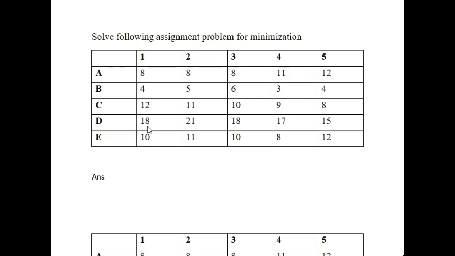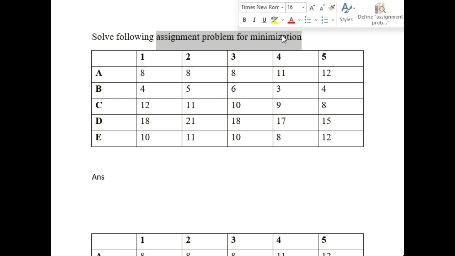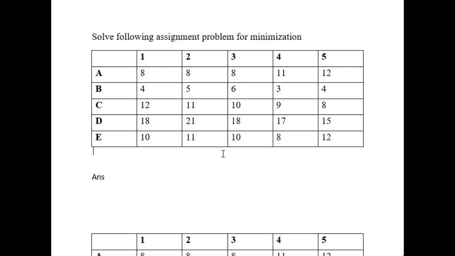So here we are going to see how we can solve the assignment problem for minimization. There are some steps, and we will take all the steps simultaneously. This is very important. So this is your example.